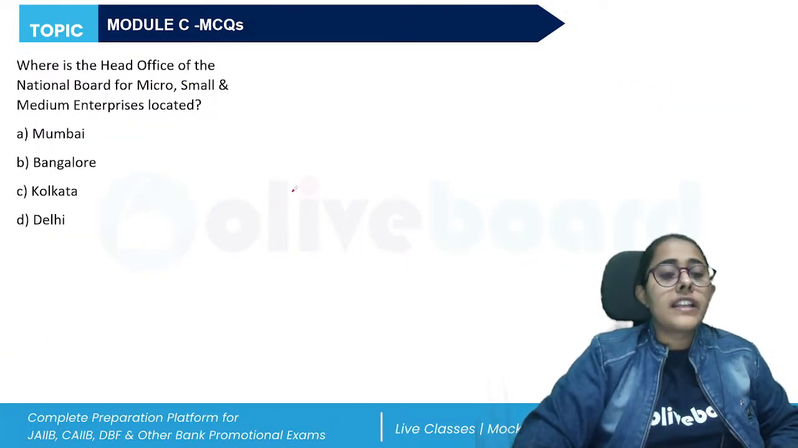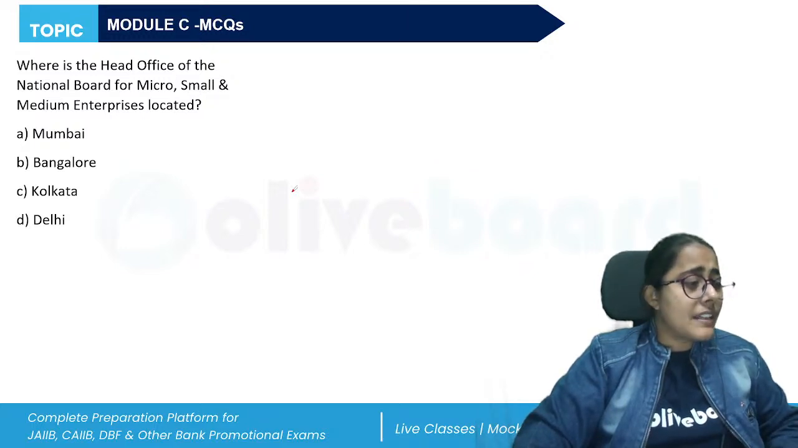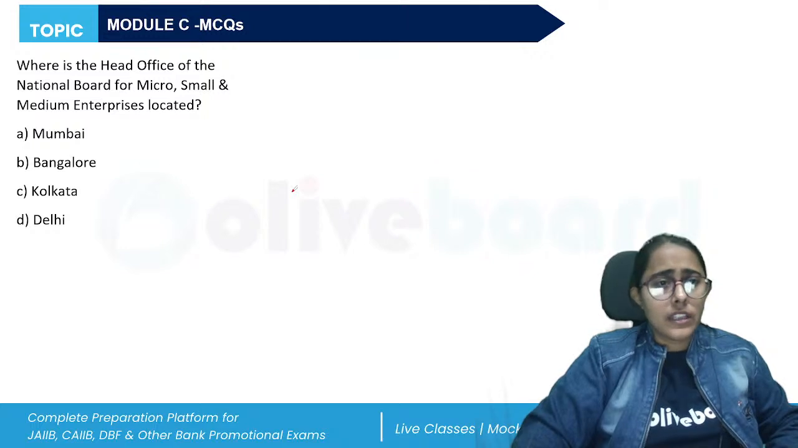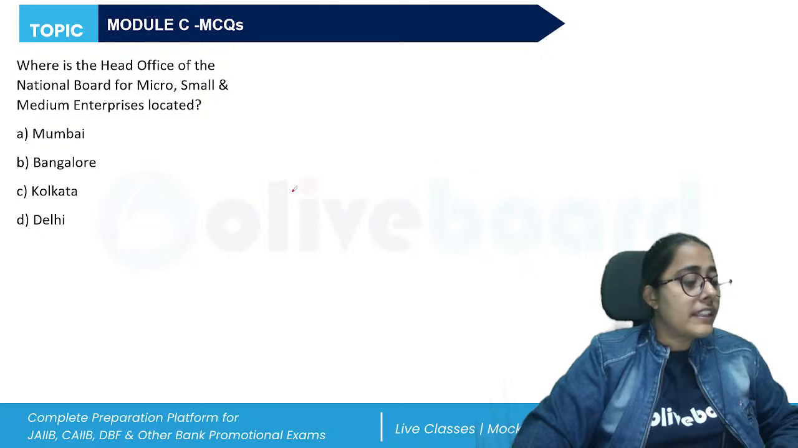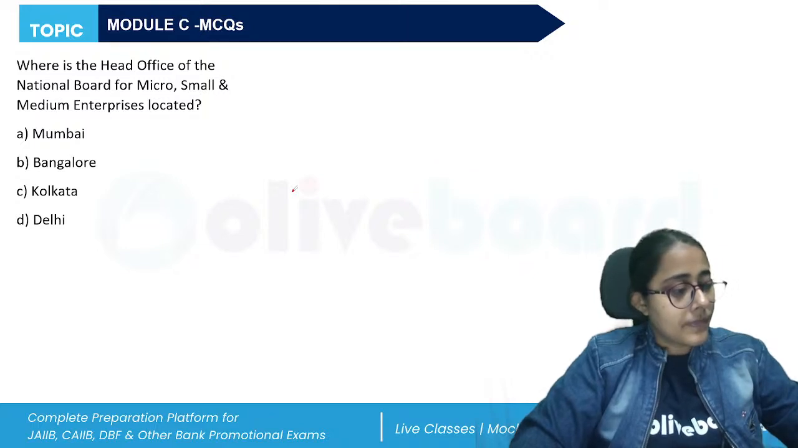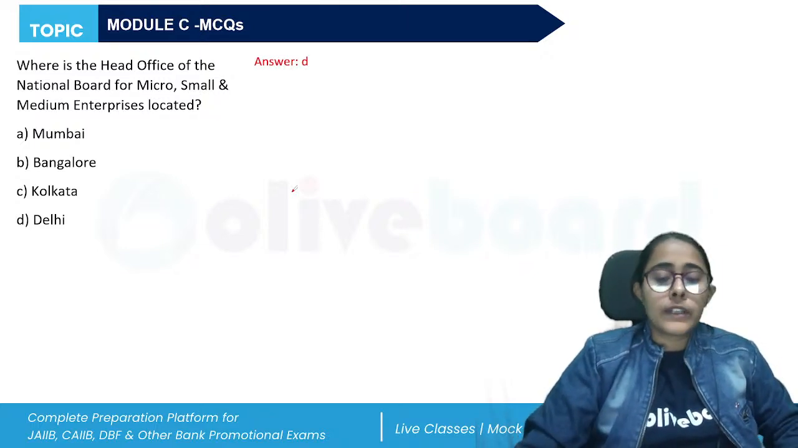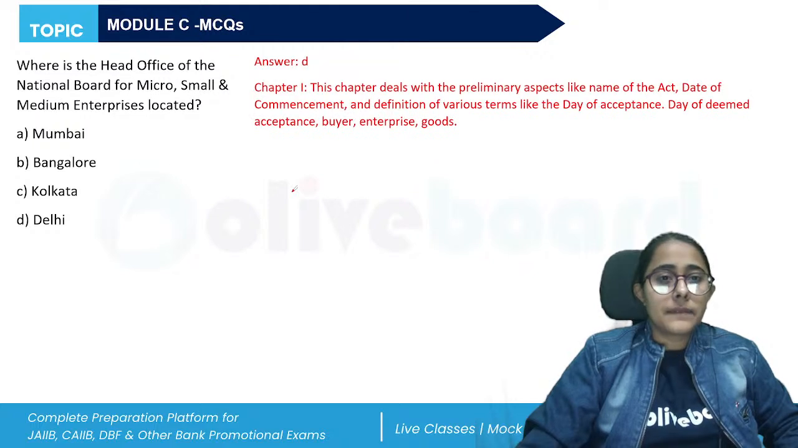Next, where is the head office of the National Board for Micro and Small Medium Enterprises located? Very basic but very important question. Where is the head office of the National Board for MSME located? Whether it is in Mumbai, Bangalore, Kolkata, or in Delhi. In which state is the head office located? It is located in Delhi. Right? It is located in Delhi.